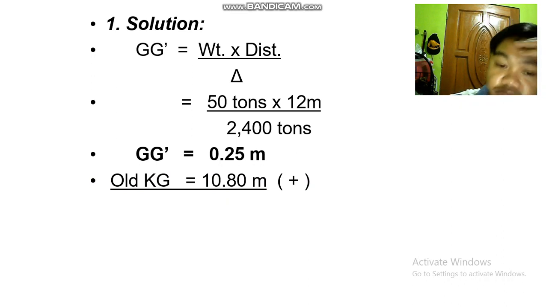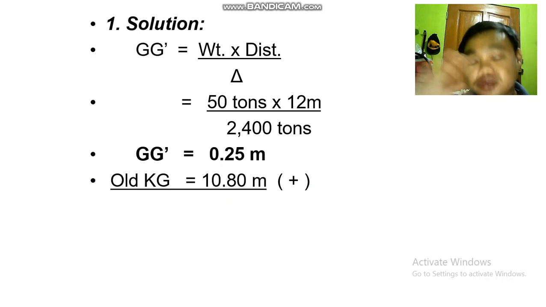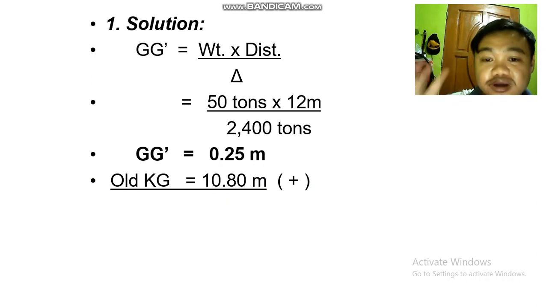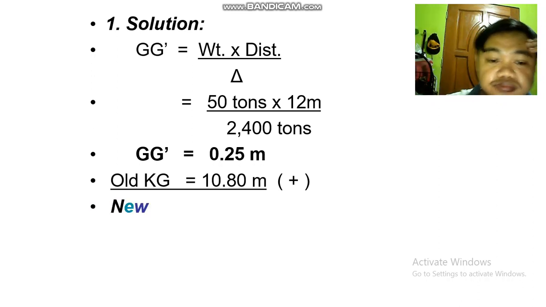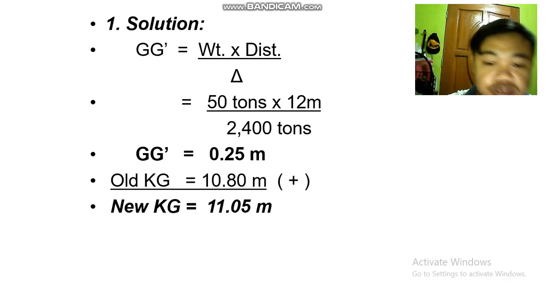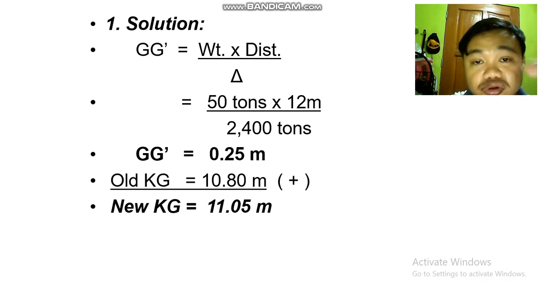If your old KG is 10.8 meters according to the problem, you are going to add this value. This means either you have discharged cargo from the lower side of the ship, or you have shifted cargo from the lower side of the ship to the upper side. So your new KG rises, thus it makes the GM smaller.